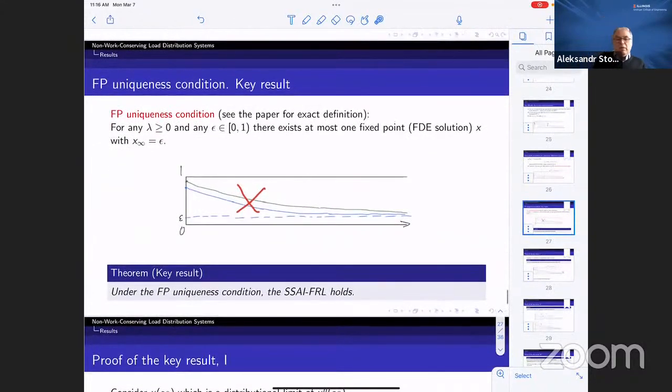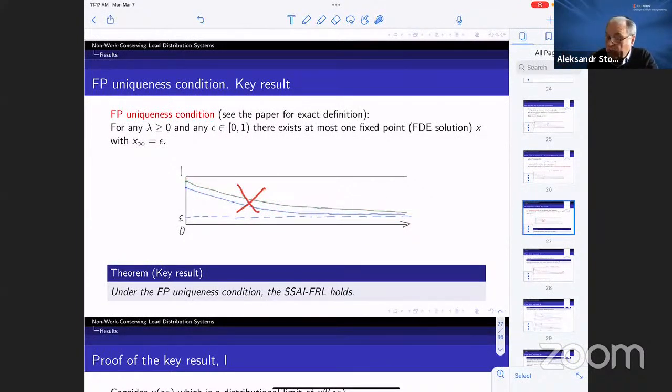Okay. Key result. The key result in the whole business. You have Ansatz for the full range of loads if you have uniqueness of the fixed point. I will take a little bit of a shortcut. The uniqueness condition is like this: for any parameter lambda and any epsilon, you cannot have two fixed points which both converge to the same level epsilon.